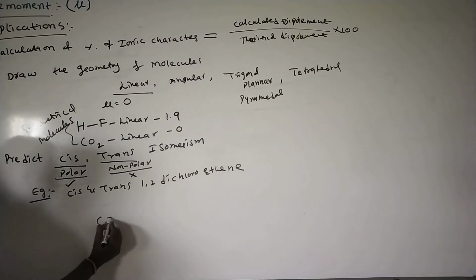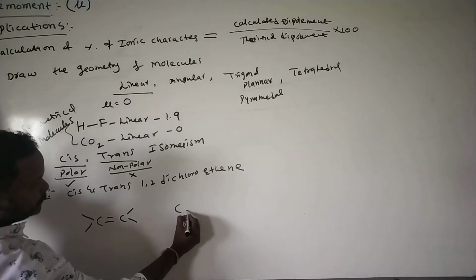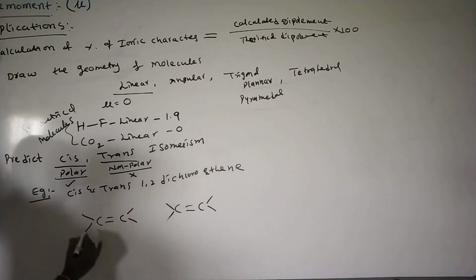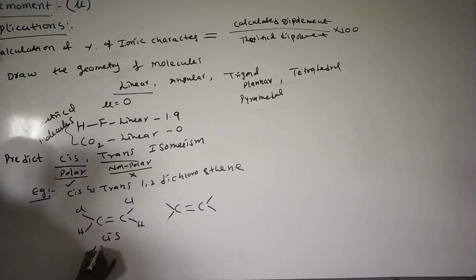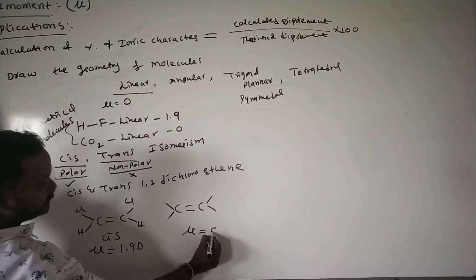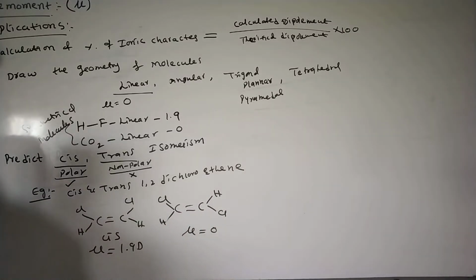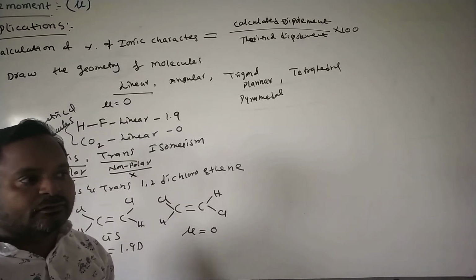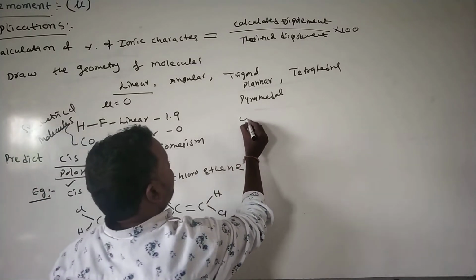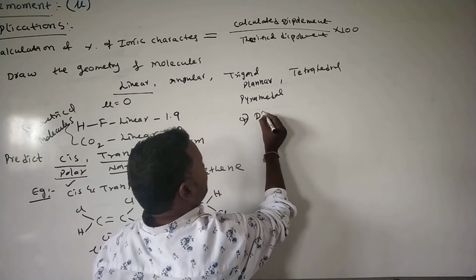Here I am writing cis and trans 1,2-dichloroethene. Here chlorine, here hydrogen, it is cis. The mu value is 1.9 debye. Here the mu value is 0. Here Cl, H. Zero dipole moment value. Which are trans, those have 0 dipole moment, and which are cis, those have some dipole moment values.